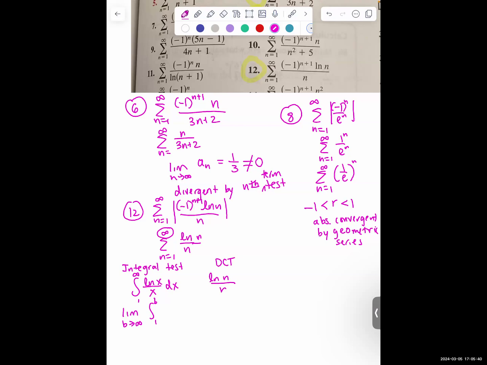Let's see if this one works. If we're comparing using DCT, I know that ln n grows faster than 1, so my inequality opens to the left: ln n over n must be greater than 1 over n. And since I know this is a divergent p-series, if you're doing your arms, the divergent p-series is under, so it pushes the function that is above upwards as well.